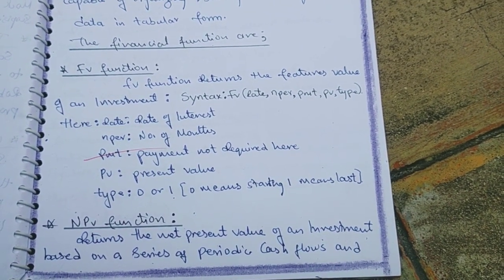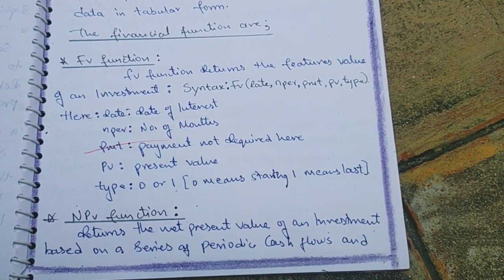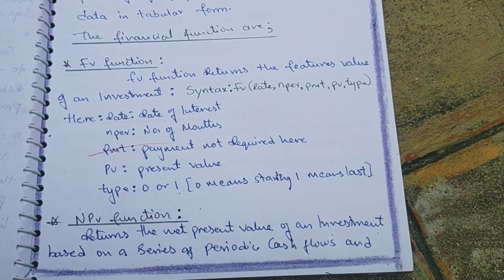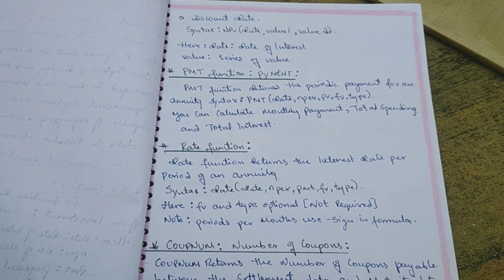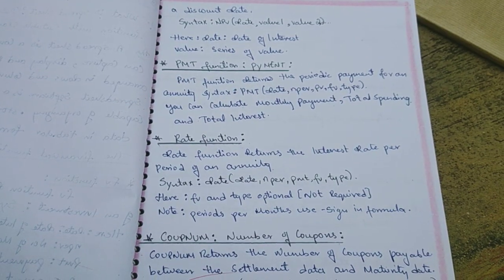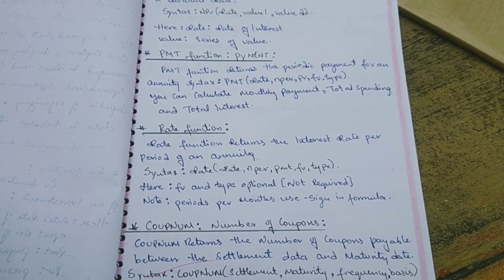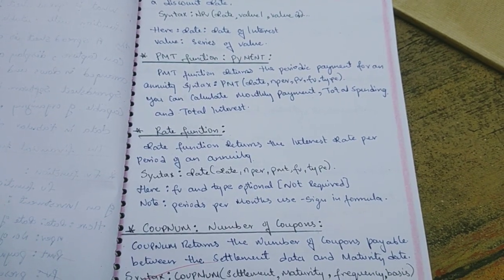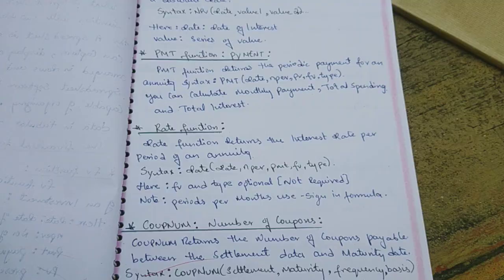NPV function returns the net present value of an investment based on a series of periodic cash inflows and outflows and the discount rate. For that, the syntax is NPV open bracket rate, value 1, value 2, close bracket. You can give as many values as you need. Here rate is the rate of interest, and value is the series of values.